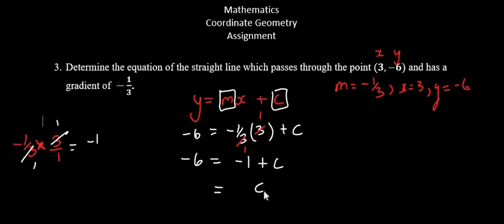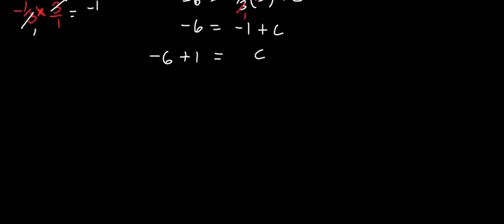So we're going to have c. The -1 transposed to the other side will give us -6, and this transposes as +1. And so we have c is equal to -6 plus 1. -6 plus 1 will give us -5. And so we have c equals -5.